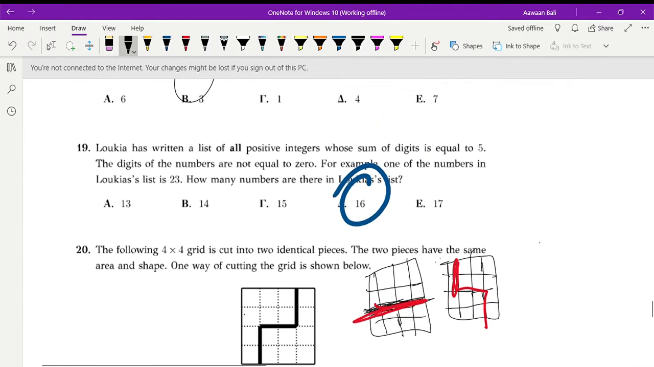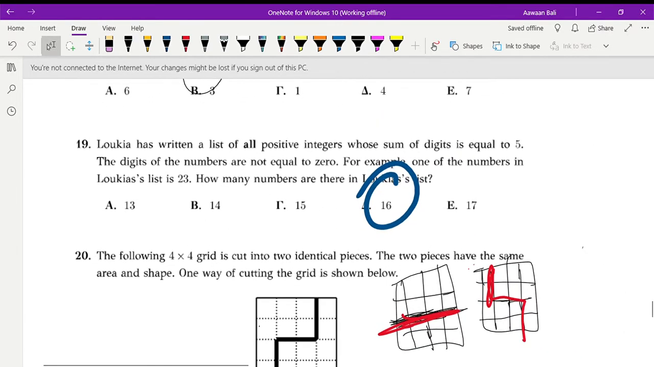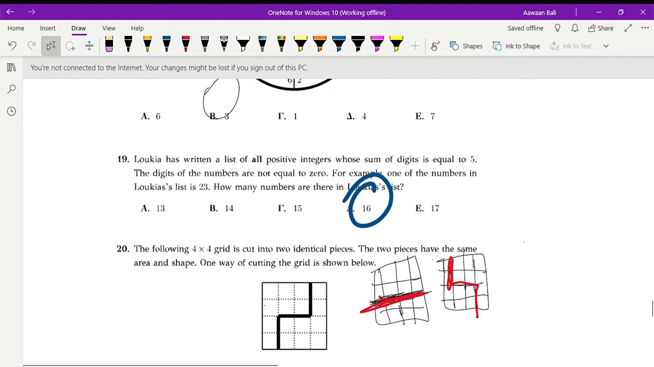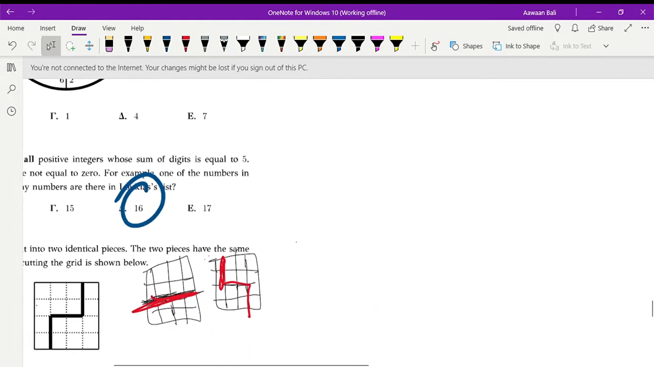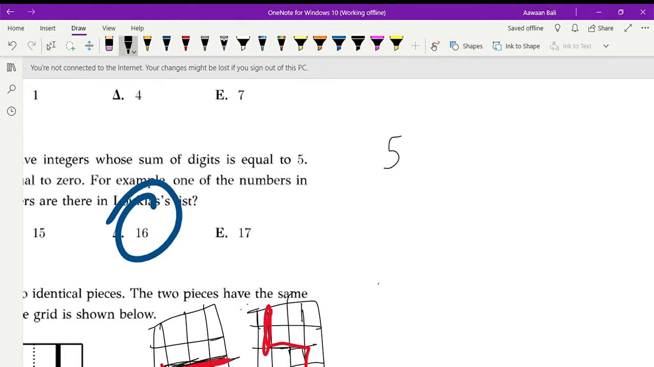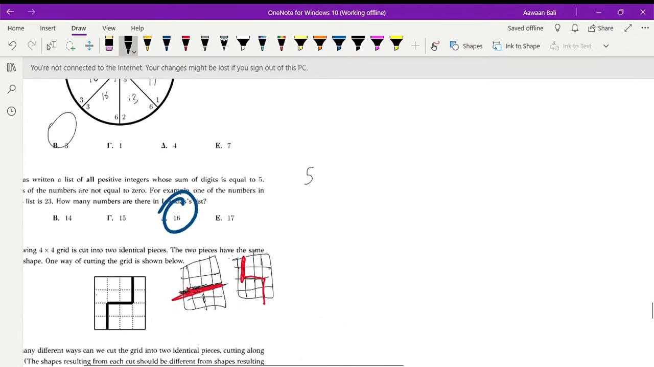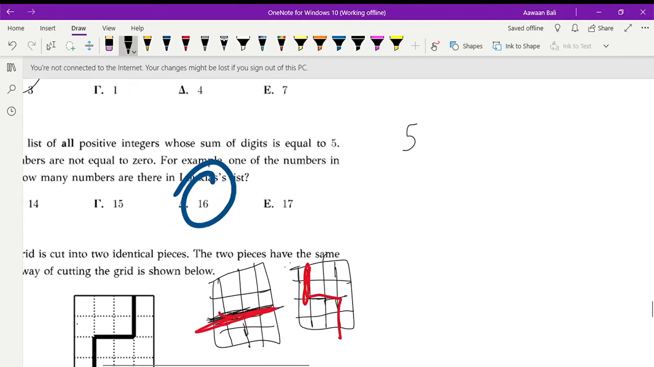Now, Lucia has written a list of all positive integers whose sum of digits is equal to 5. The digits of the numbers are not equal to 0. For example, one of the numbers in Lucia's list is 23. How many numbers are there in Lucia's list? So we can say 5, because 5 is just a one-digit number and doesn't have any zeros. And then we'll have to find two-digit numbers that add up to 5. We already know the 23, but first there's 14, 23, and then you can swap them around, 32, 41.